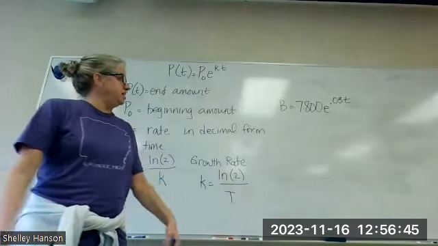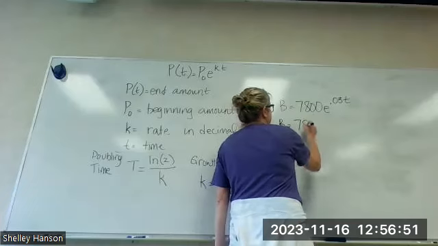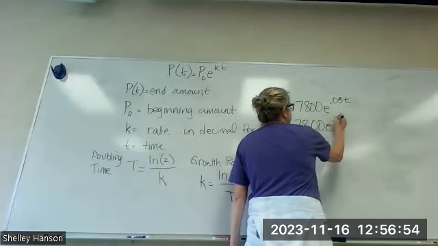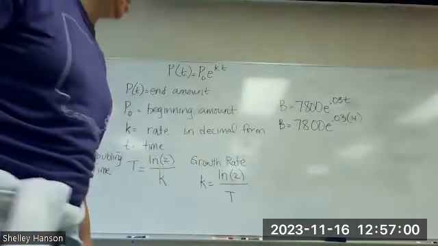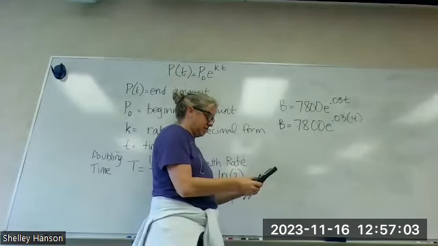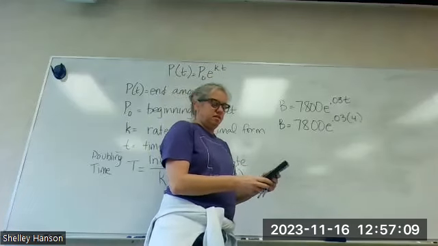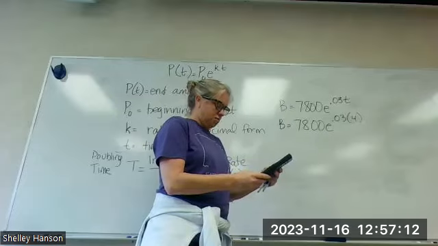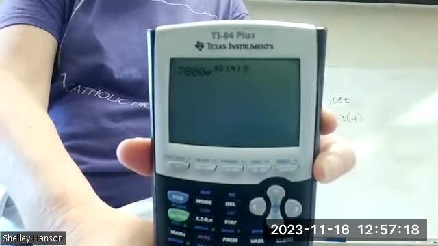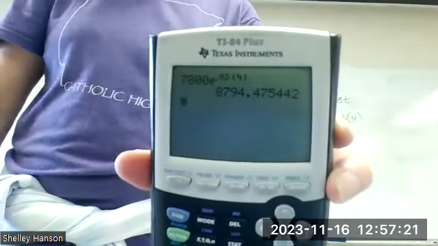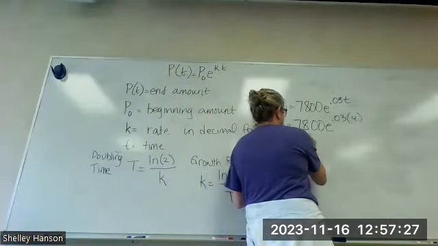So I'm just replacing the T with a 4. So after 4 years, I'll have 7,800 E to the 0.03 times 4. These are multiple choice, and they're rounding to the nearest whole number. So 7,800, second ln, so E, and then my exponent is 0.03 times 4. So what's in your calculator should look like this. Enter, round that to the nearest whole number, so 8,794.